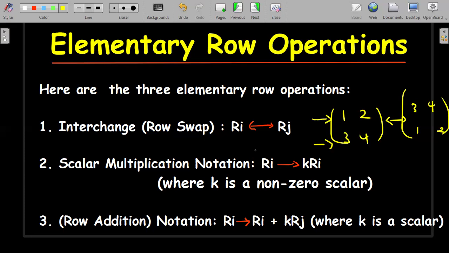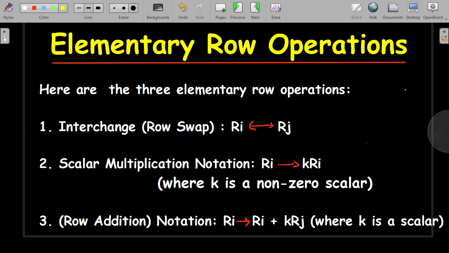So this is the first row operation. Don't create your own. And then the second one is what we call scalar multiplication. You can multiply a certain row by a scalar in your quest to put it in row echelon form.